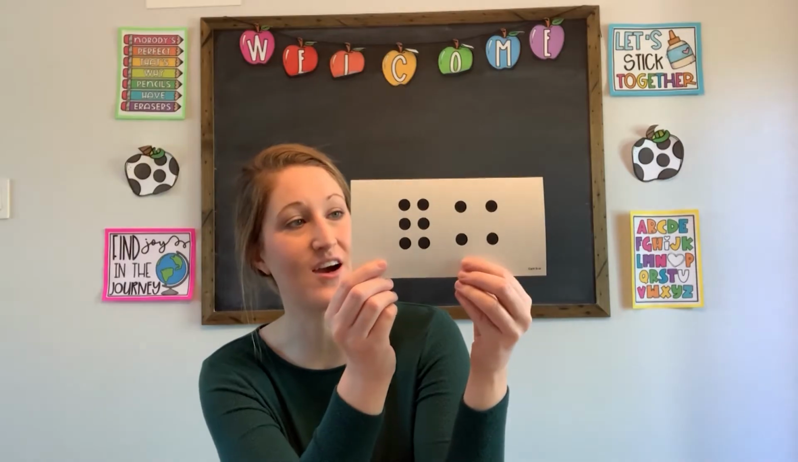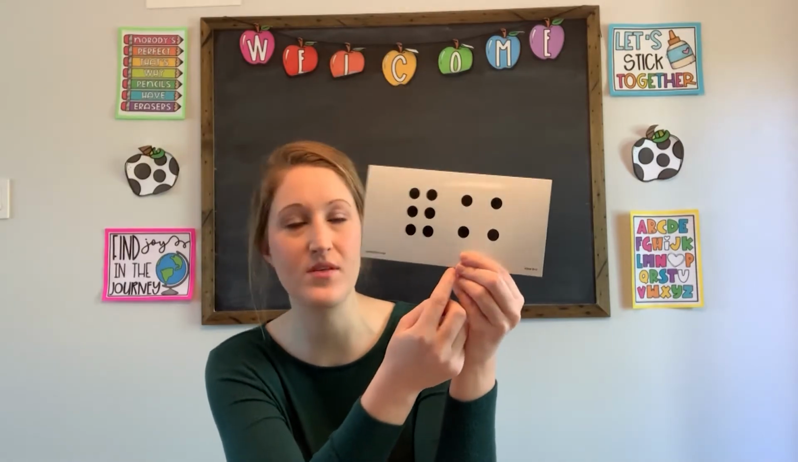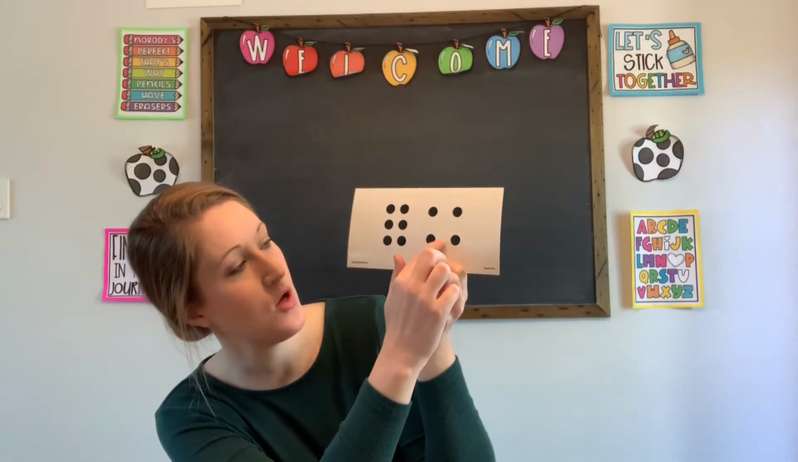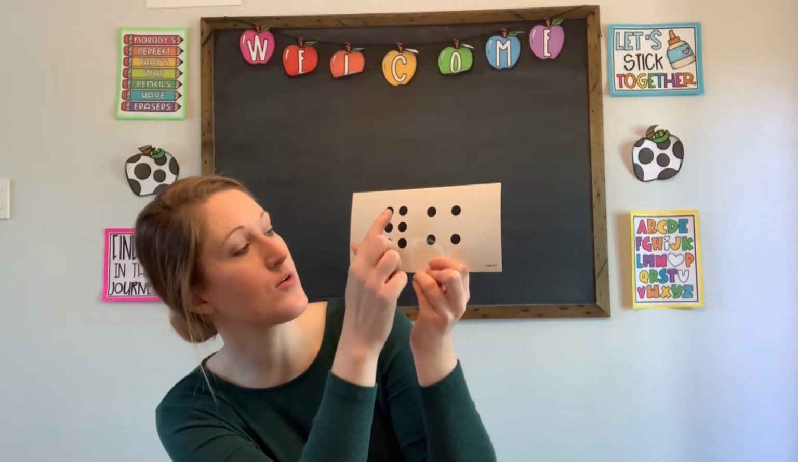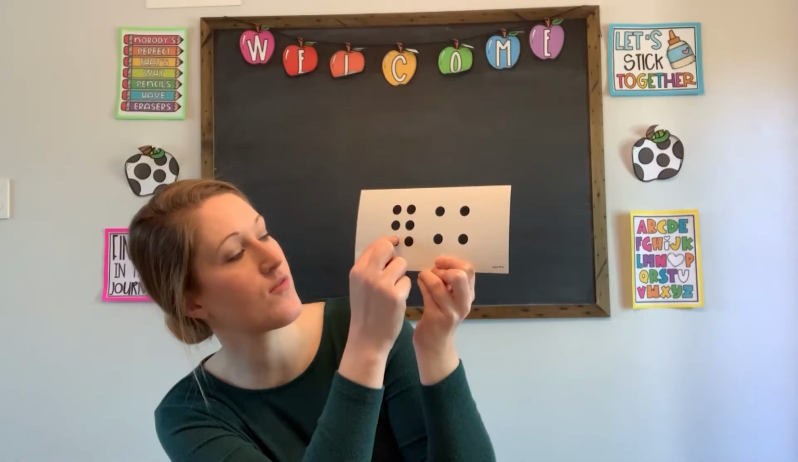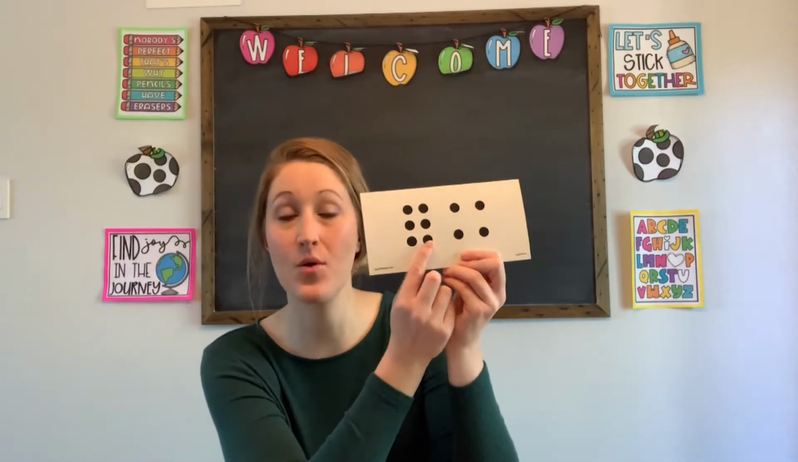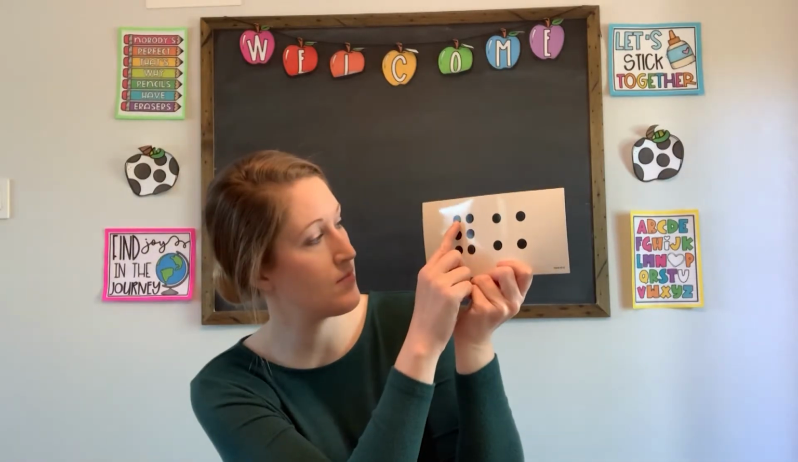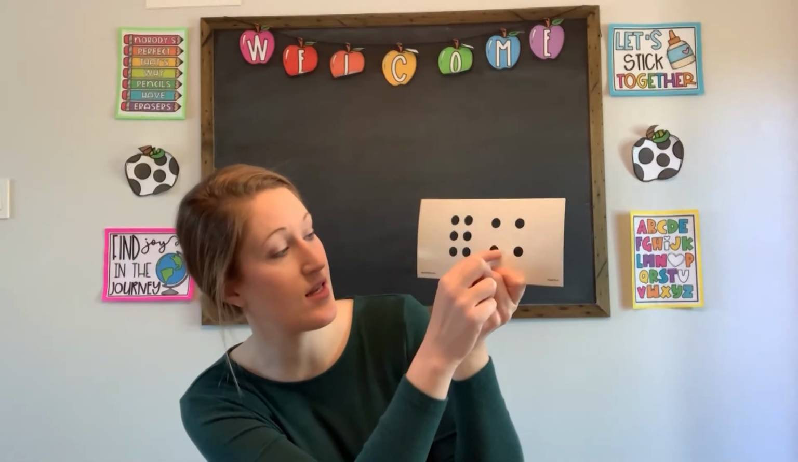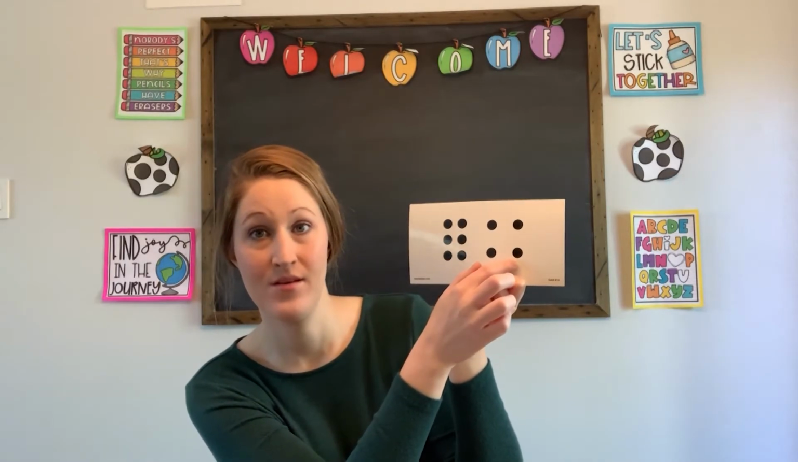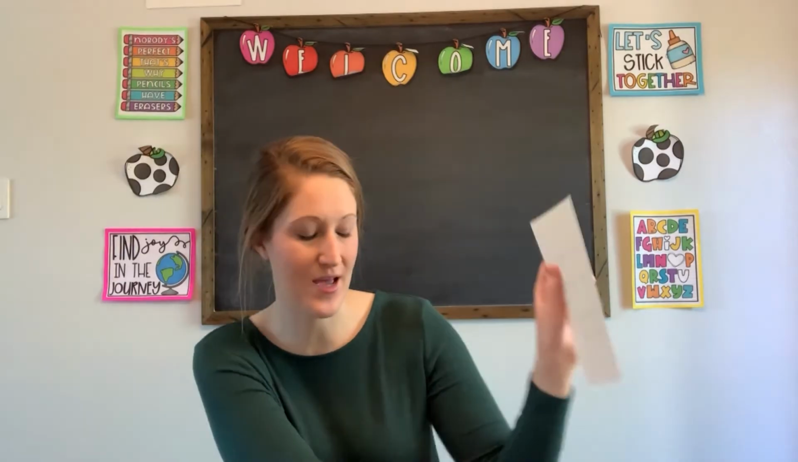Very good. All right, so we see that we have 2 different groups of dots. A group over here with 1, 2, 3, 4, and a group over here with 1, 2, 3, 4, 5, 6. So I can count them, each one, or I can count on. I can start with my 6 and say 7, 8, 9, 10. No matter how you do it, we're gonna come up with 10. All right, last one, are you ready?